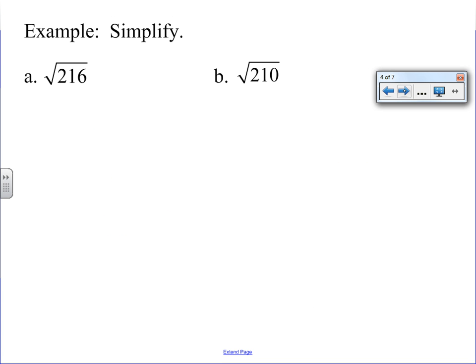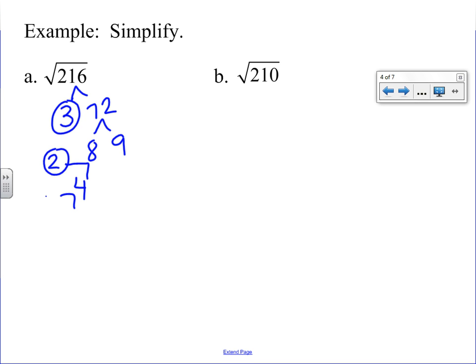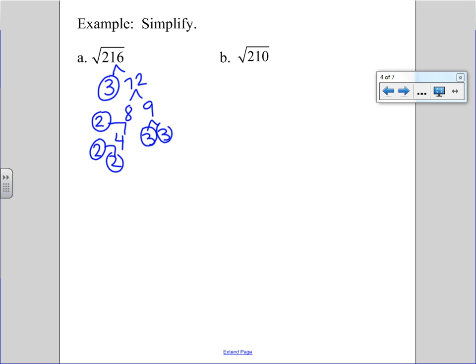So, on A, we need to write this with the prime factorization. So we're going to split this up. We're going to say that this splits into 3 and 72. 3 is a prime. 72 splits into 8 and 9. 8 splits into 2 and 4. 2 is a prime. 4 splits into 2 and 2. Those are both prime. 9 splits into 3 and 3. Okay?